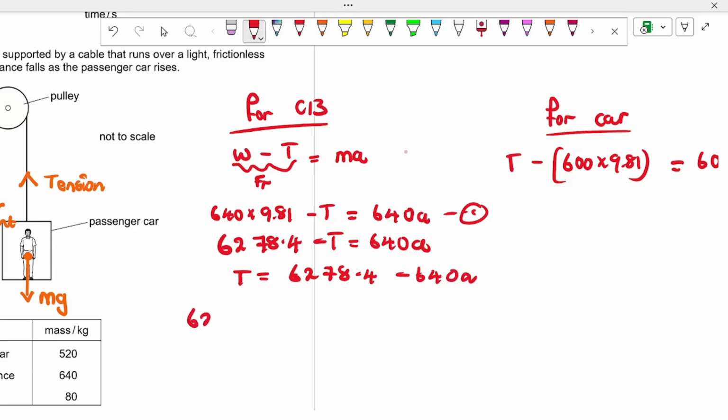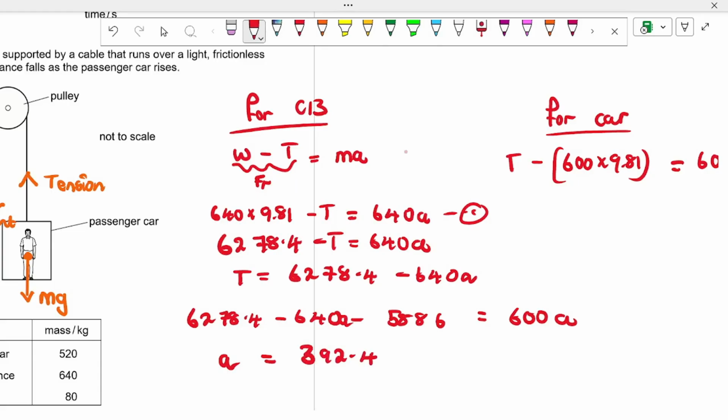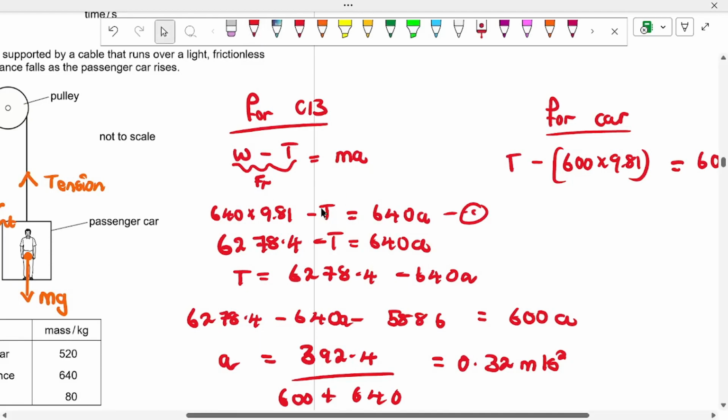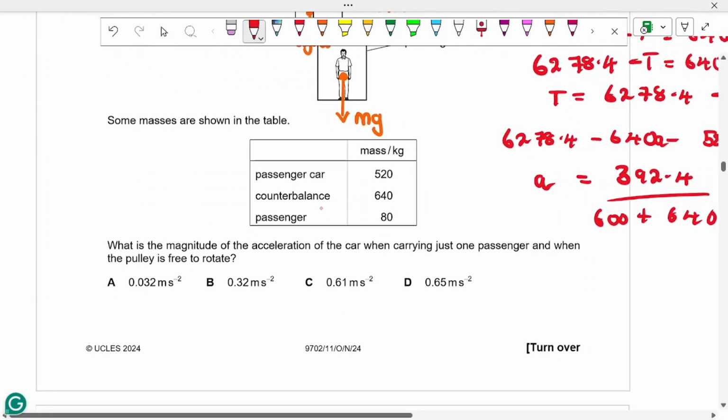So now I have 6278.4 minus 640a, minus 600 times 9.81, that's minus 5886. So this is 640a, and this should be equal to 600a. If I want to find the value of a, it's basically going to be equal to this subtract this. They give you 392.4. You divide by 600 plus 640. You get an acceleration of 0.32 meters per second squared. So I have 0.32 meters per second squared.